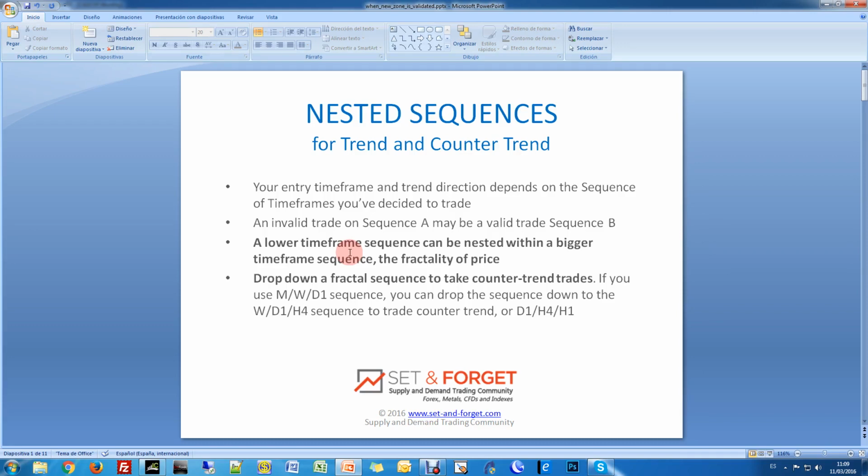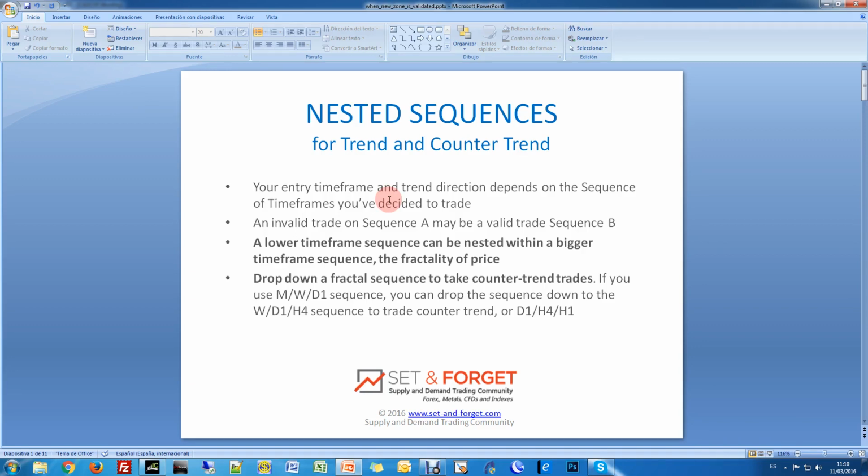Then we can also use these nested sequences to trade counter trend. We have been talking about this lately. I believe this is a good idea. It doesn't break any rule. We're just using a lower time frame sequence to try and ride a movement towards the area where we are looking to take the opposing trade, which is the trend trade.